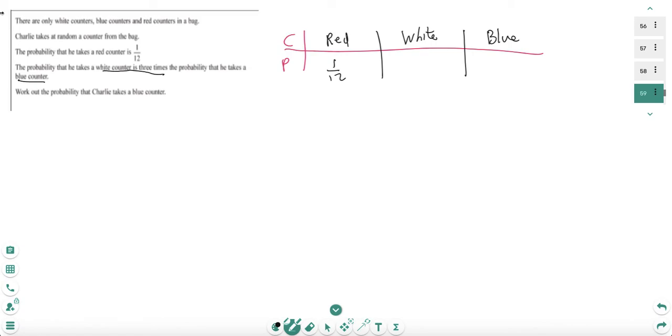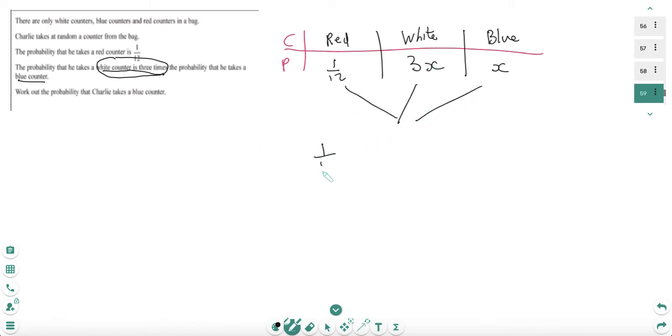So what I do first is I say, okay, which has a lower probability, blue or white? Well, since white is 3 times more than blue, blue has a lower probability. So I'm going to call the probability of blue X, okay? And now, the probability of a white counter is 3 times more than the blue counter. Well, if the blue counter is X and white is 3 times more, it'll be 3X, all right? And then, like before, all probabilities must add up to one whole.